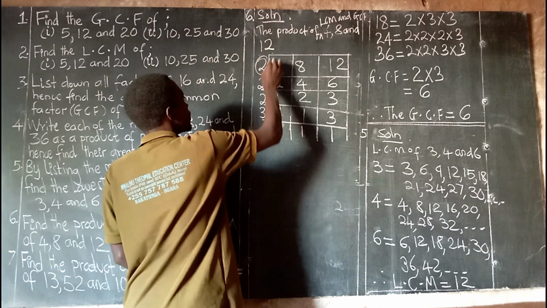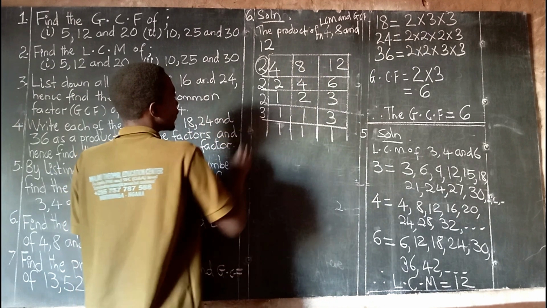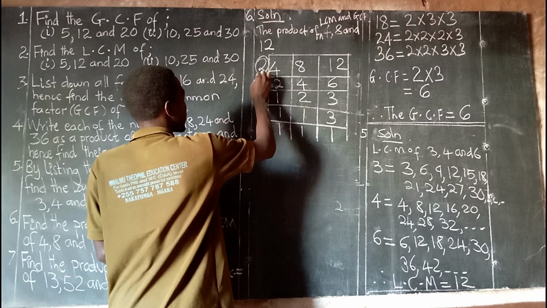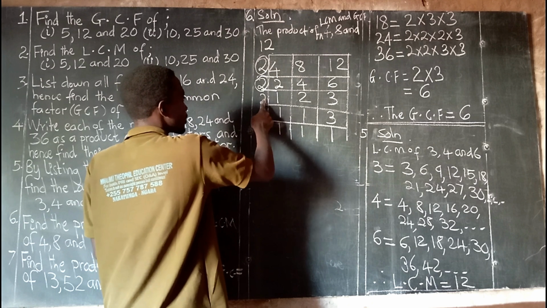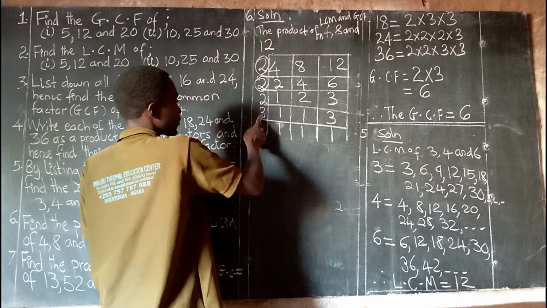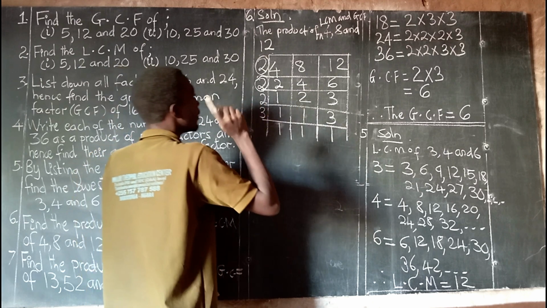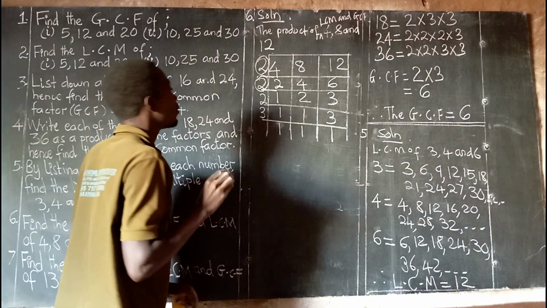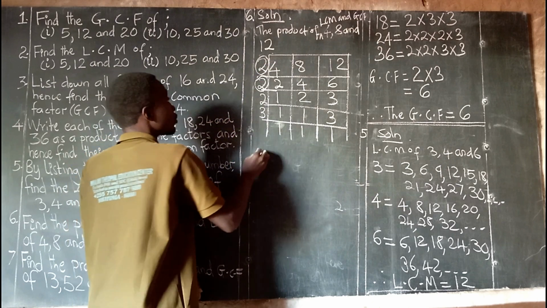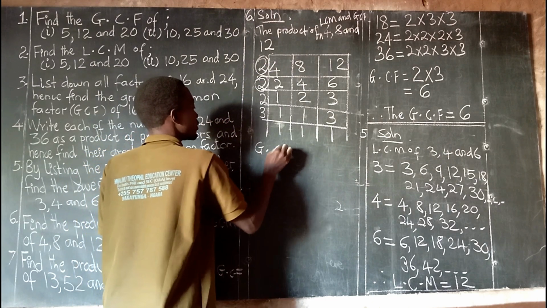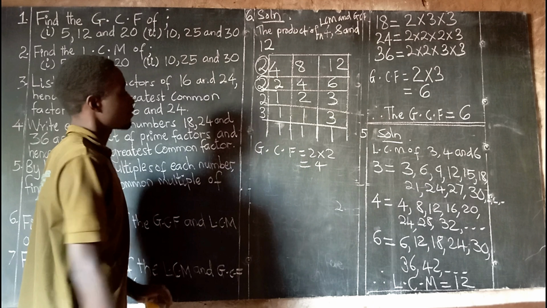Here we have to circle this 2 because it divided all of the 3 numbers, 4, 8, and 12. Also, we have to circle this 2 because it has been capable to divide 2, 4, and 6 without a remainder. But this is not circled because it has failed to divide 1 and 3. This is not circled because it has failed to divide 1 and 1. So the prime factors involved in solving the GCF will be these 2. So the GCF for our numbers will be 2 times 2, which is 4. So the GCF is 4.